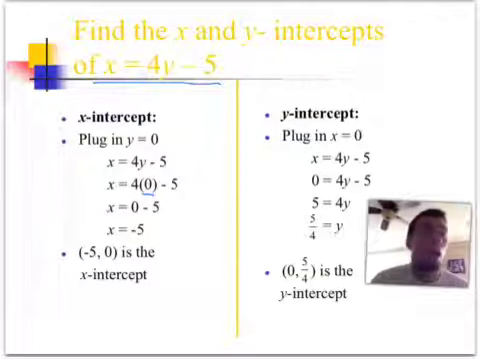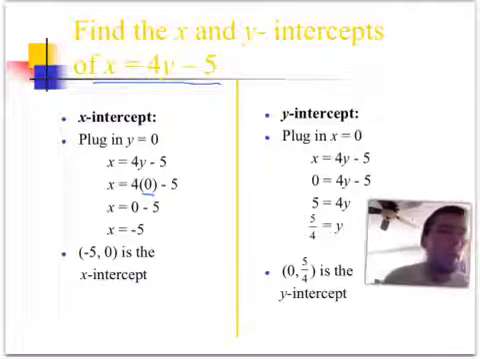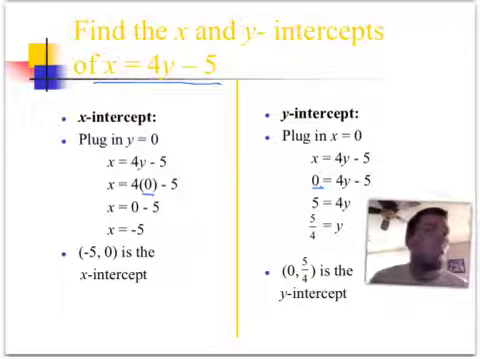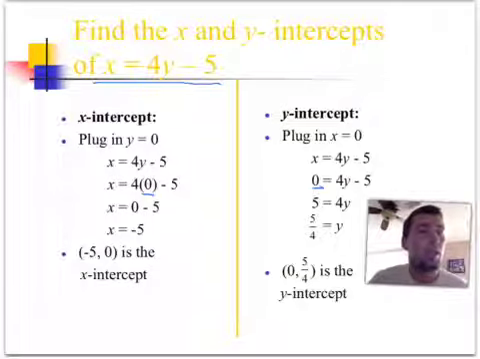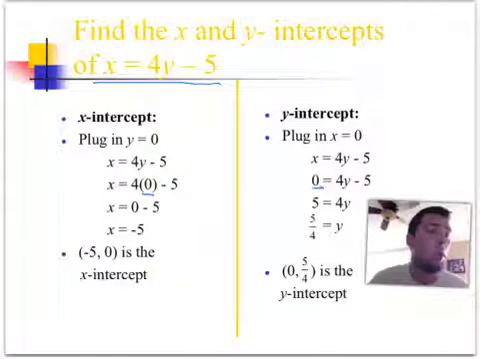So you go over here to the y-intercept. Plug in x equals 0. So you see it's plugged in right here. And you have to add your 5 across to the left. So you get 5 equals 4y. And then divide by 4. So you get 5 over 4. We cannot divide that nicely, so just leave it as a fraction. And you get 0, 5/4 as the y-intercept. Okay?